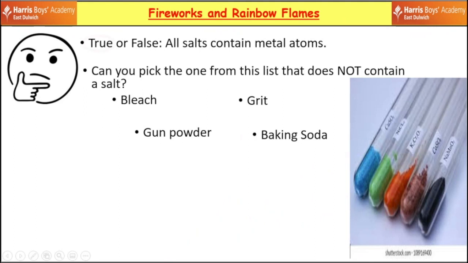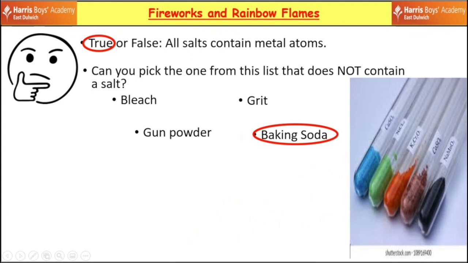So gentlemen, you would have been looking at this and you would have noticed that all salts contain metal atoms, and everything that I've said here, except the one that I've circled for this second one, is something that contains a salt. So bleach contains sodium chloride. We're going to learn about that when we get into the labs and we start doing our experiments in year 7. Gunpowder contains potassium chloride. We're going to learn about that again when we're doing our experiments in year 7.